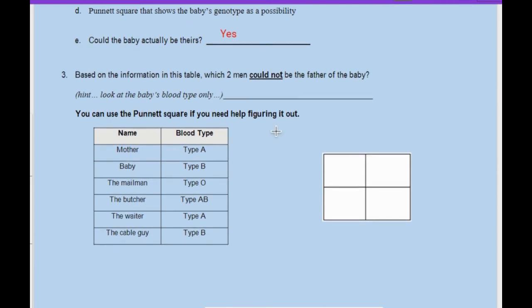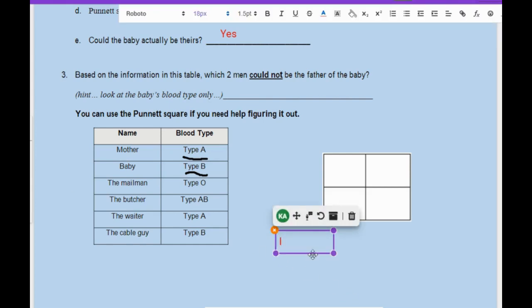All right, last one. Which two men could not be the father? So the mother is type A blood and the baby is type B. So the baby is going to need one of these alleles, big IB. So basically it's asking which one of these fathers have a chance to give this big IB allele. Obviously, if the baby has a big IB, it can't come from the mother because she's type A. She doesn't have a B allele.